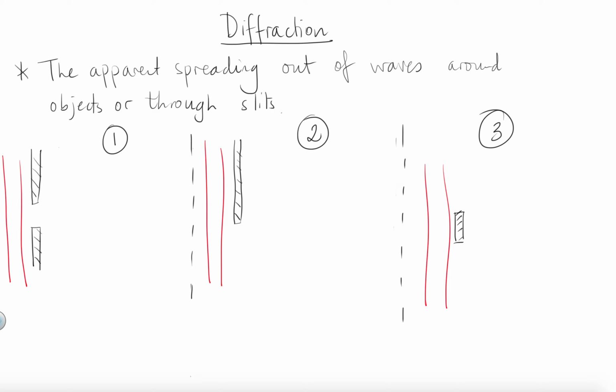What's common for all of these is, for diffraction to happen, the size of the slit should be approximately equal to the wavelength of the wave. Size of object should be the same size as the wavelength.